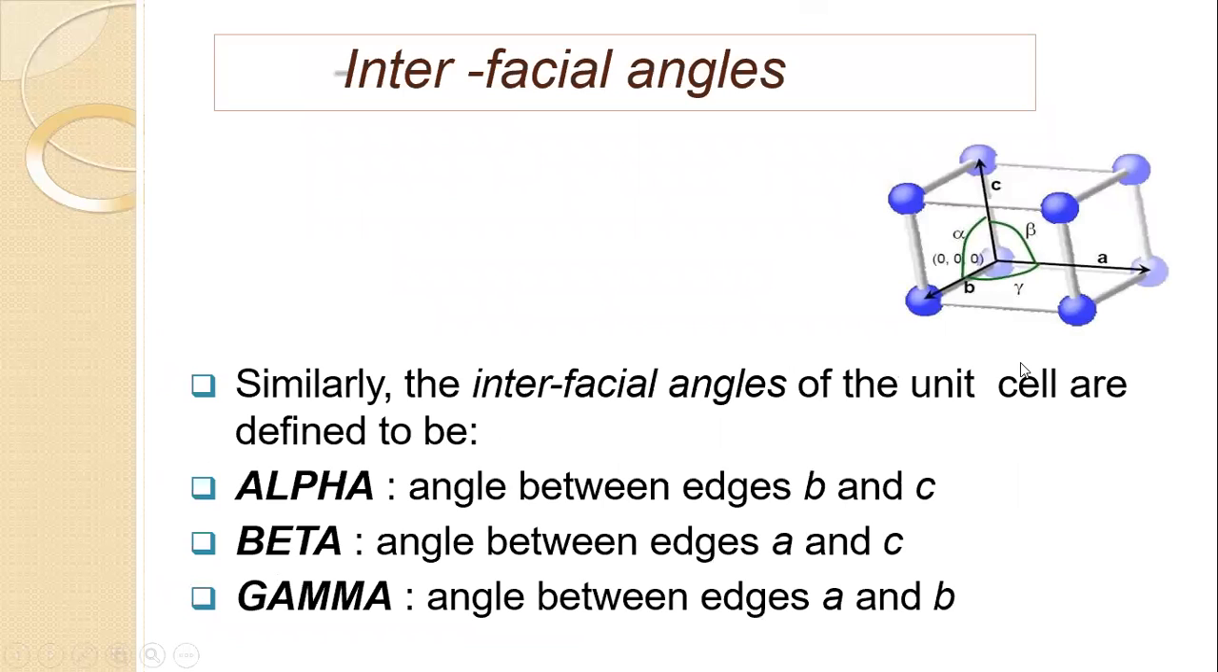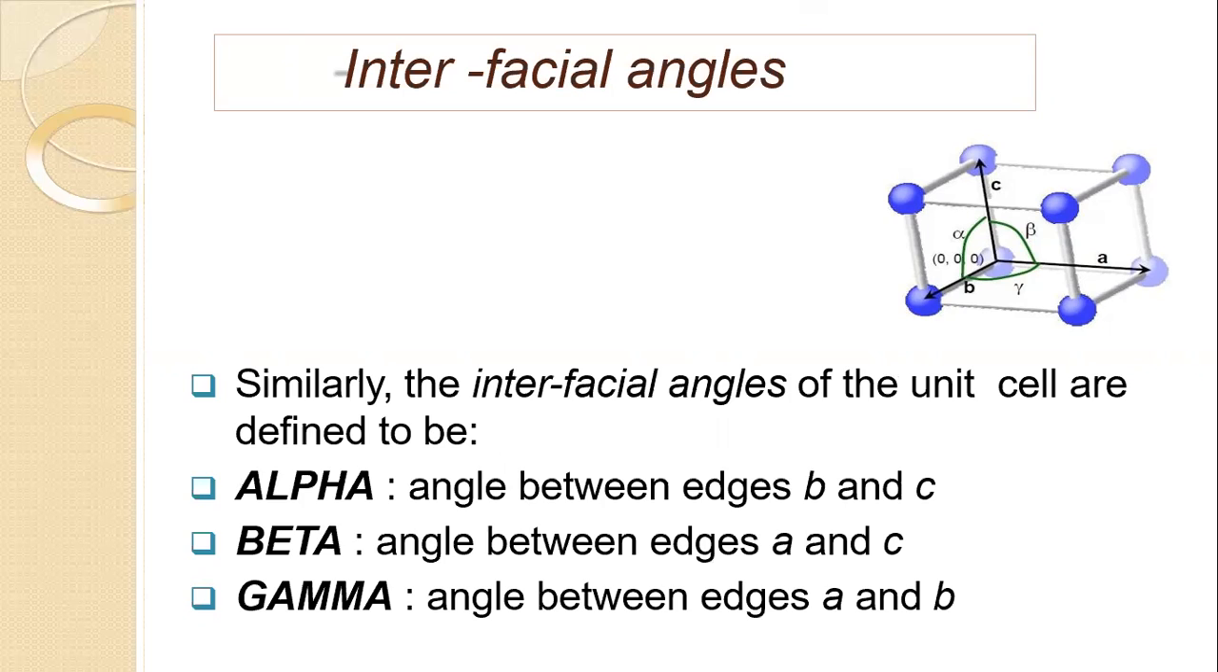Next, coming to the interfacial angles in the unit cell. The interfacial angles of the unit cell are defined as 3 angles in the 3-dimensional analysis. So in the picture you can see a cube unit cell, that is a unit cell in the form of a cube structure.